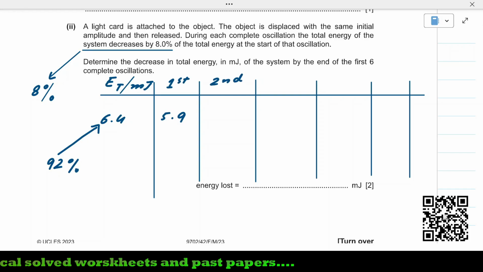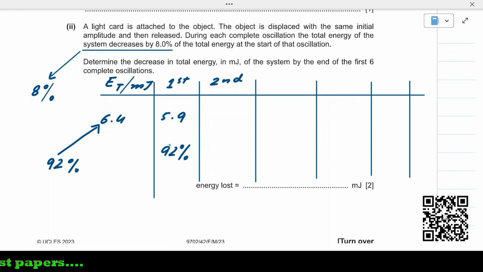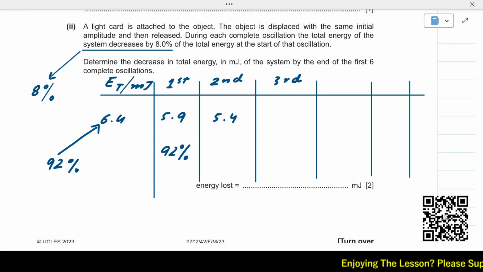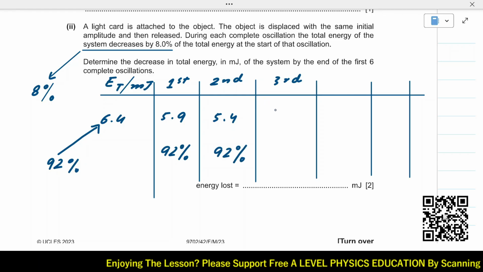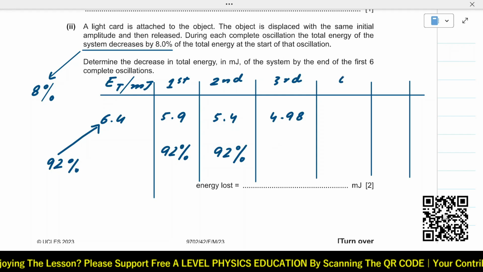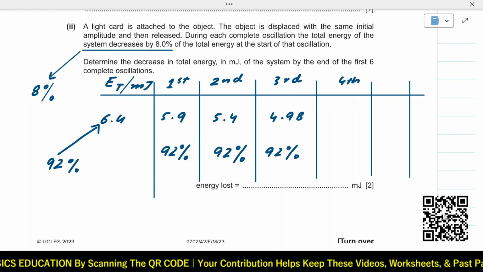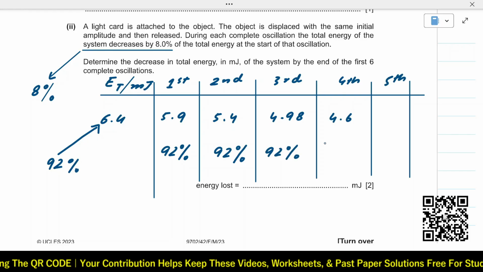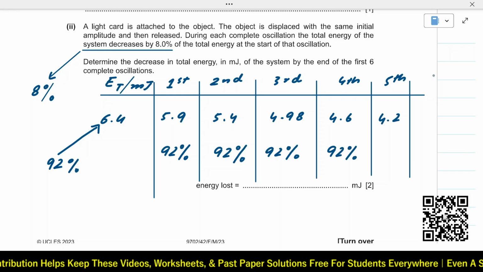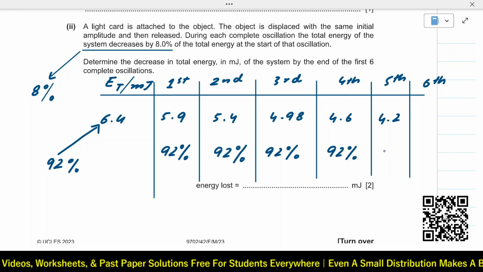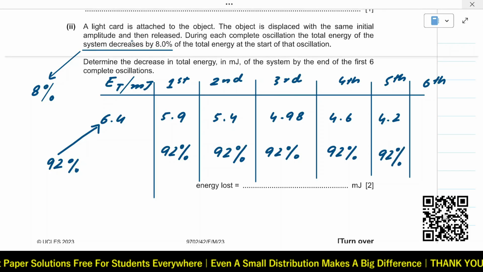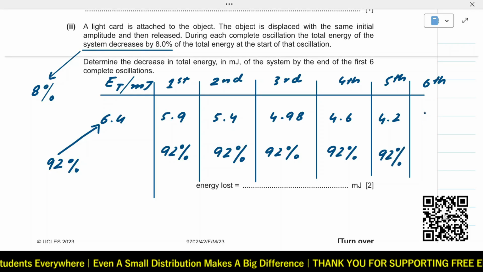Now in the second cycle, find 92% of this one, because only 92% would be left. 5.4. Okay, in the third oscillation, 92% of this energy would be left. How much? 4.98. In the fourth oscillation, 92% of this one would be left. In the fifth cycle, 92% of this one will be left. In the last cycle, the sixth one, 92% of this one will be left. 3.88. Okay, if you say so.